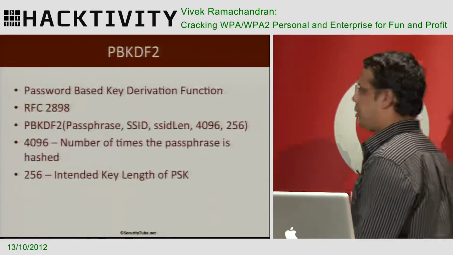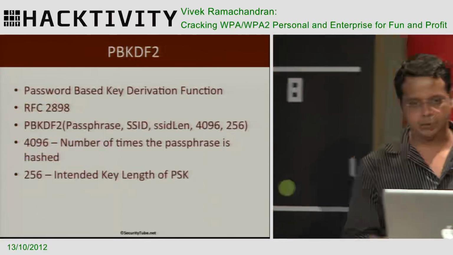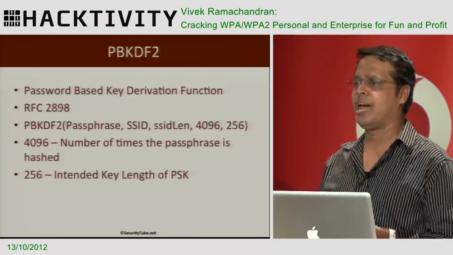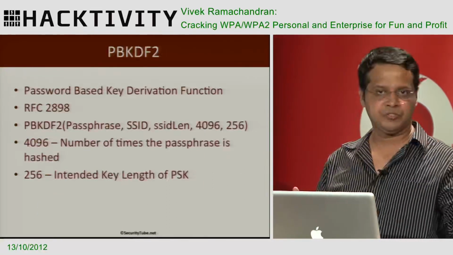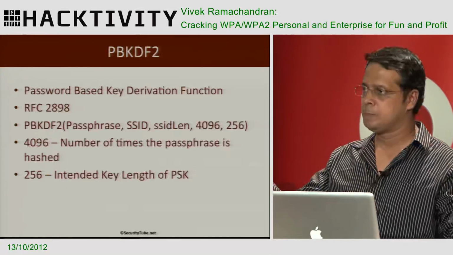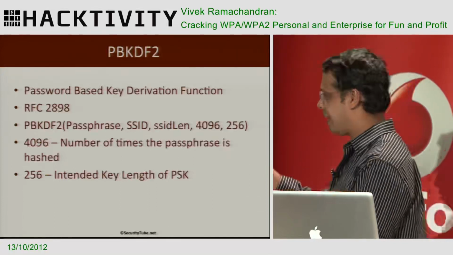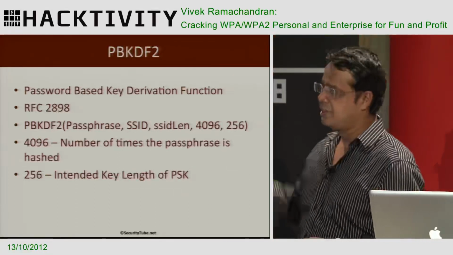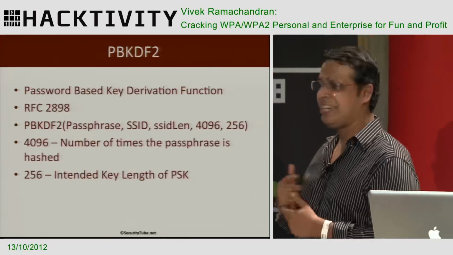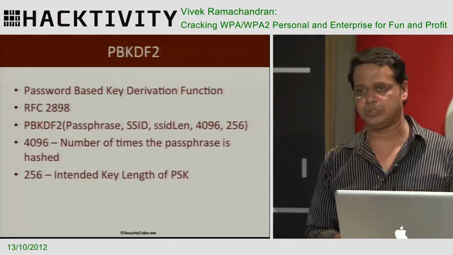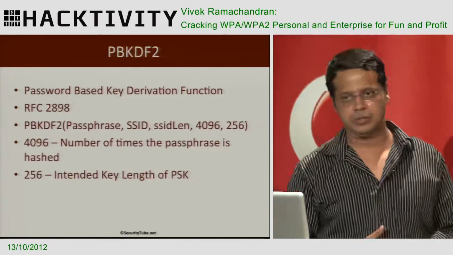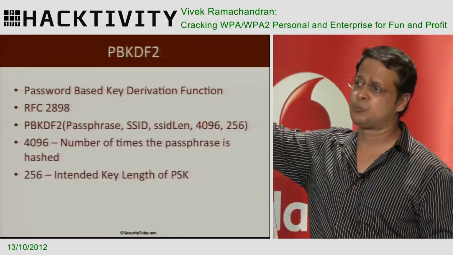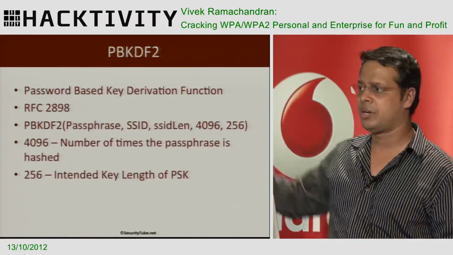Now, a little bit into the PBKDF2 so that we understand how the cracking process works. This is actually a generic RFC which can apply to any scheme which uses a passphrase and wants to end up with a key. In the specific case of PSK, we use the passphrase and the SSID length, iterate using PBKDF2 4096 times and come out with a 256-bit key. The 4096 is extremely important because this is what is going to become the bottleneck when we try to crack WPA.